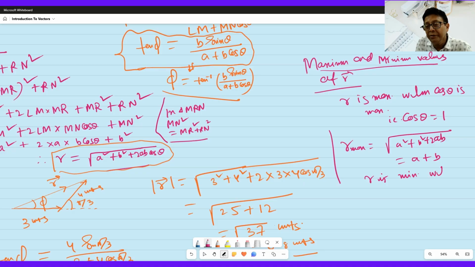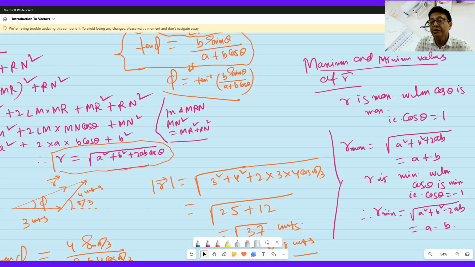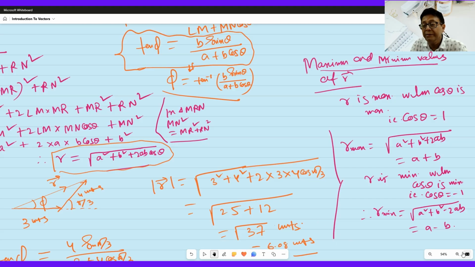R is minimum when cos theta is minimum. So R min is what? So this is a very interesting case. You should remember that maximum and minimum value is given by respectively their sum and their difference. Can you give a physical example? Yes.